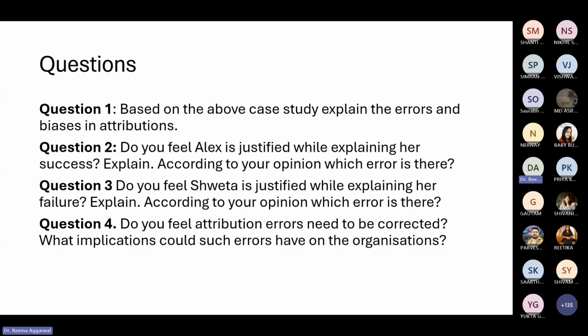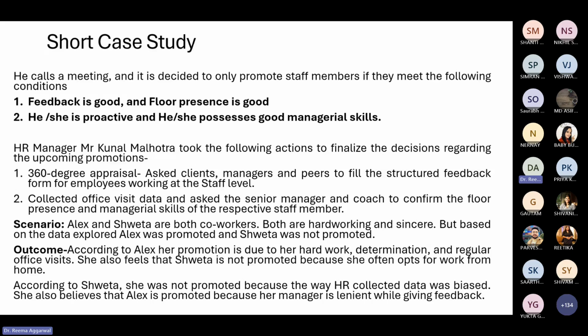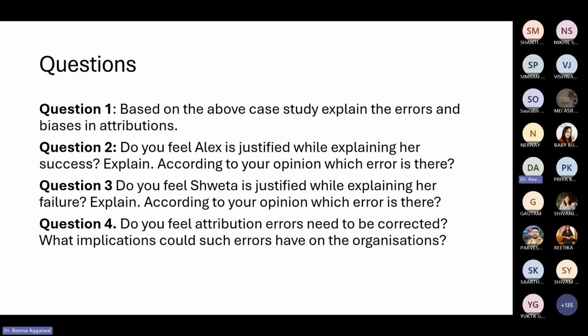Do you feel Alex is justified while explaining her success? You could say yes also, and you could explain that it is mentioned in the case study. That's why I've written. You could also say no, and you could explain that when she is thinking that it is her determination, regular office visit, it looks like a self-serving bias. In question number 3, do you feel Shweta is justified while explaining her failure? The answer is no. It is a bias, right? It is a self-serving bias. And then you have to explain the error.